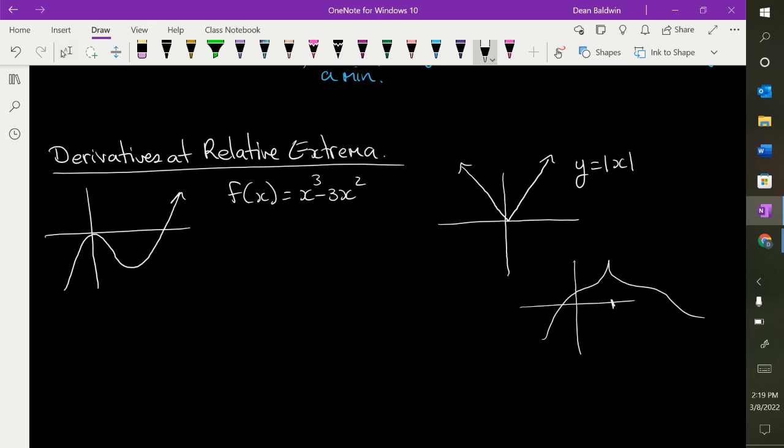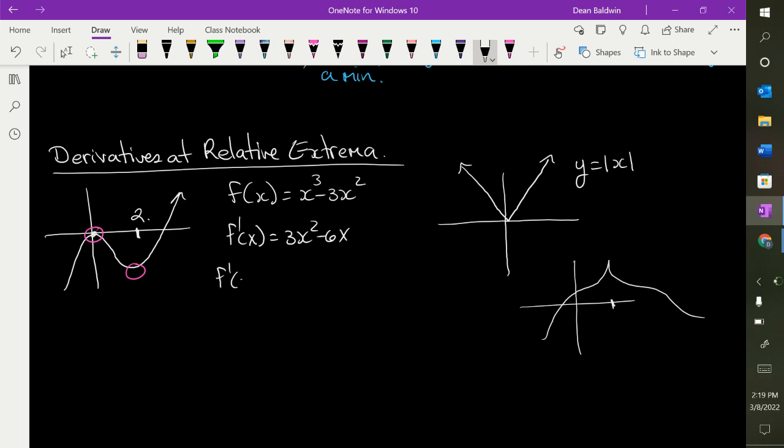Now, we talked a little bit about this last unit in derivatives. If we look at the derivatives of the extrema, we can see that we have a max there and a min there. If I take the derivative, this is the function x cubed minus 3x squared. F prime of x is going to be 3x squared minus 6x. This point, I'm just going to tell you, occurs at x equals 2, and this one is at 0.